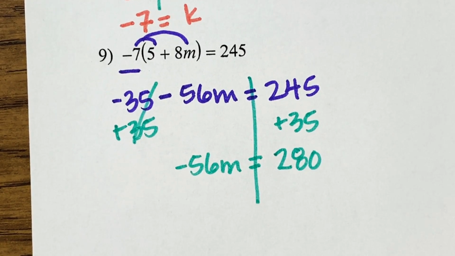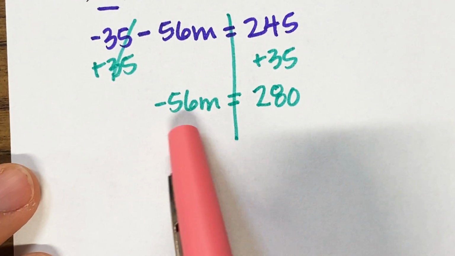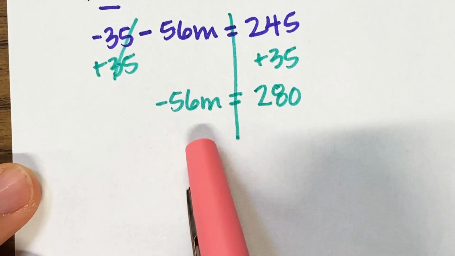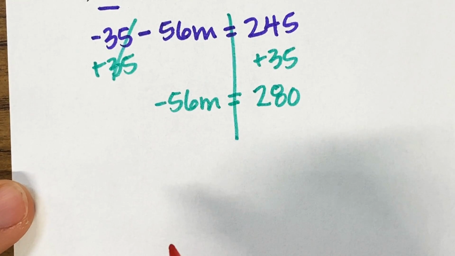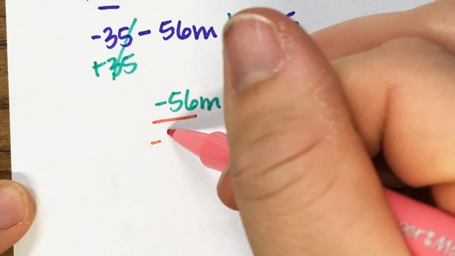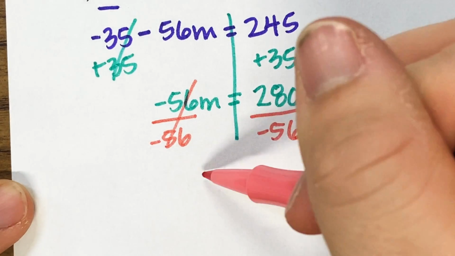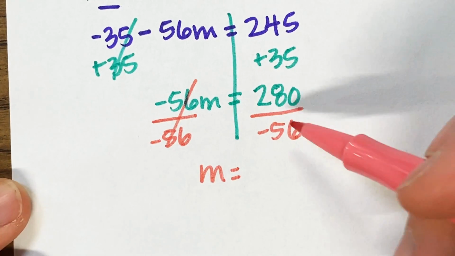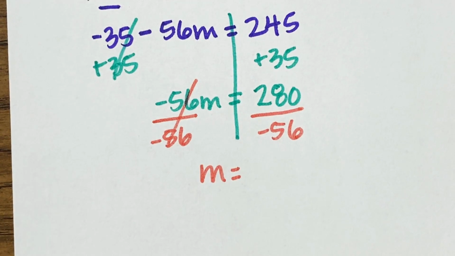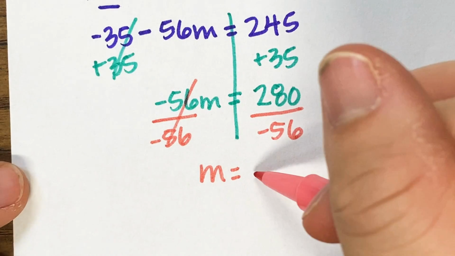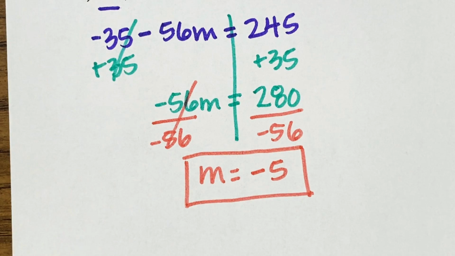Perfect. There's one last step we need to do to get our m all by itself. I have negative 56 being multiplied to the m. So what is the opposite of times by negative 56? We divide by negative 56. Same thing to both sides, to get m all by itself. What is m going to equal? 280 divided by negative 56. And that gave me negative 5.